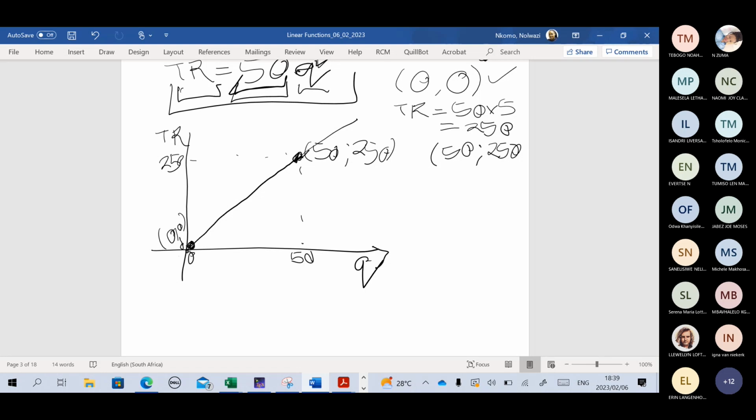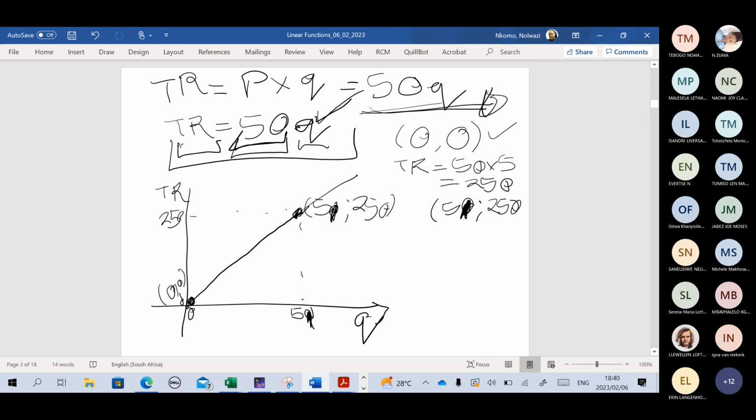So this means the total revenue that will be received from selling 5 units. I substitute 5 here, so we have (5, 250). So this means the total revenue that will be received from selling 5 units of our product is 250. So that's how you interpret this graph.